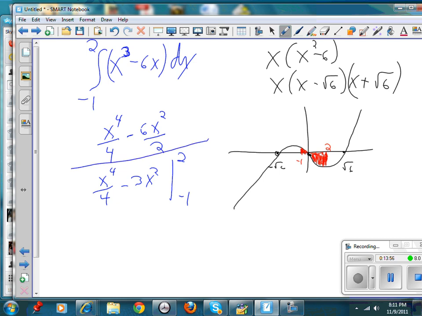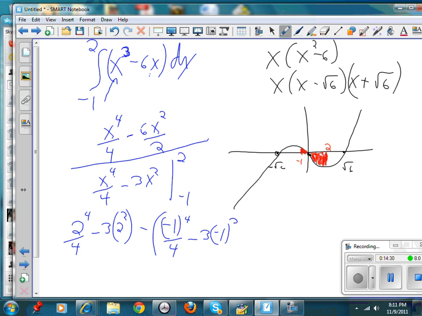How do I check my antiderivative? If I take the derivative of x to the 4th over 4, I better get that, and I do. If I take the derivative of minus 3x squared, I better get minus 6x, and I do. Now let's evaluate it. Okay, so I've evaluated at the top limit here. I put in 2 to the 4th over 4 minus 3 times 2 squared, minus, okay, now I'm going to subtract this whole second thing: minus 1 to the 4th over 4 minus 3 times minus 1 squared.